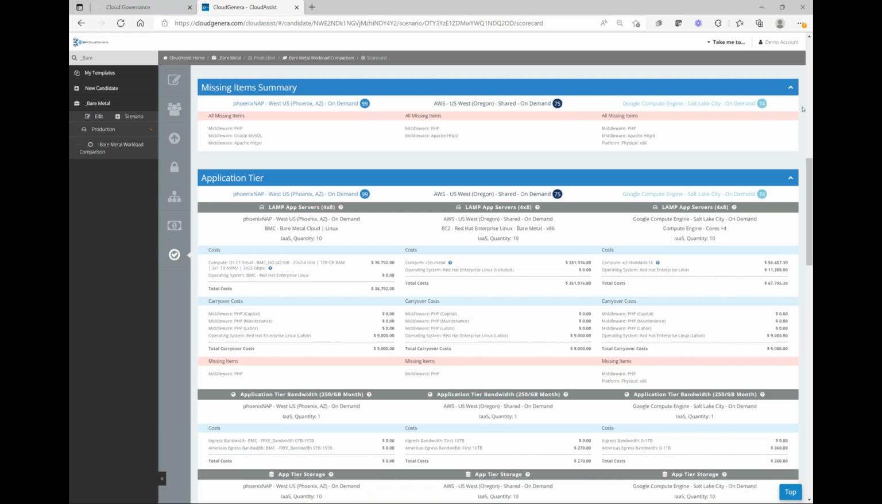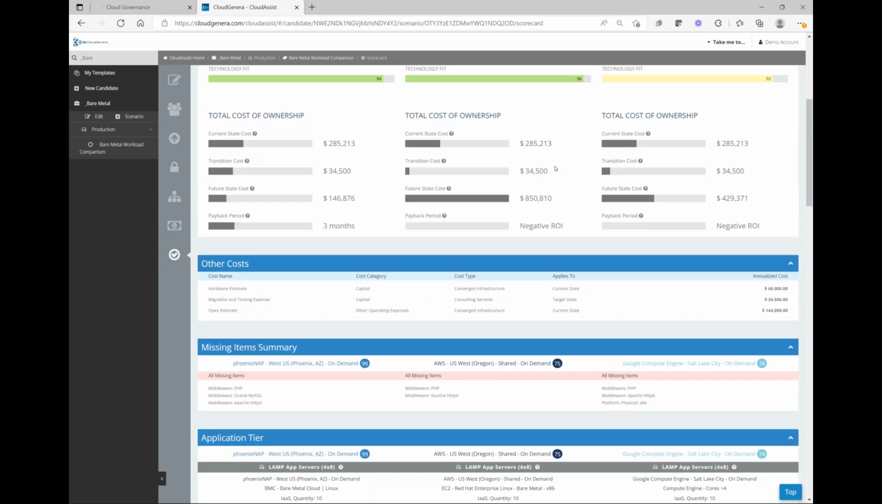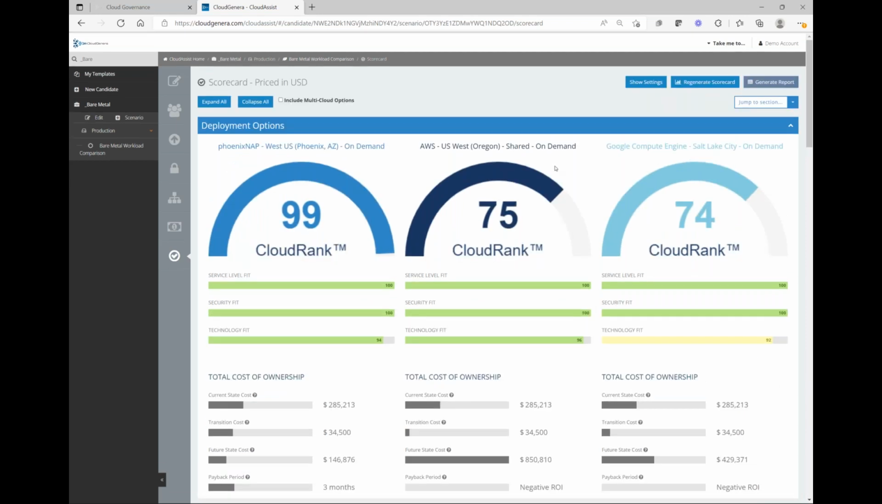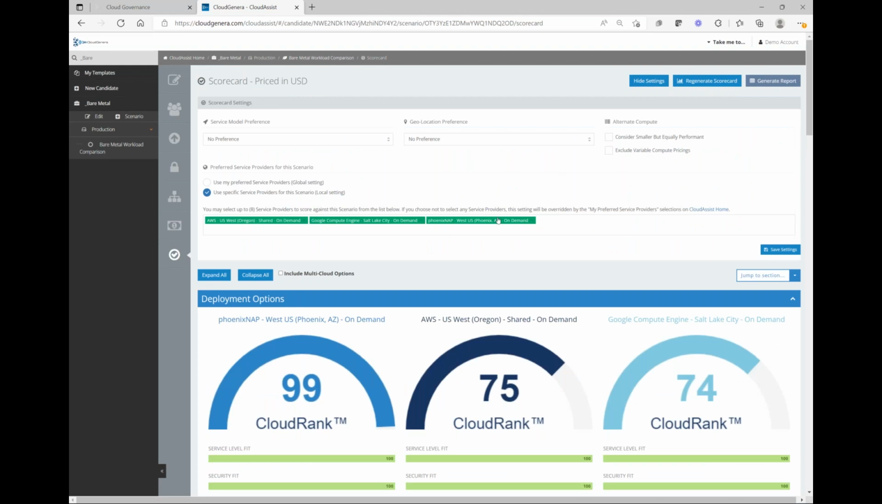Okay, with that concludes our initial demonstration of the CloudGenera platform and its output, the scorecard, that helps customers visualize whether they want to compare within a provider or across providers what the best solutions would be for their workload.